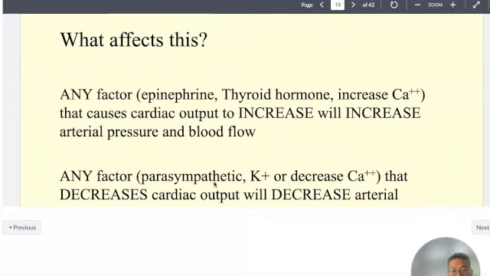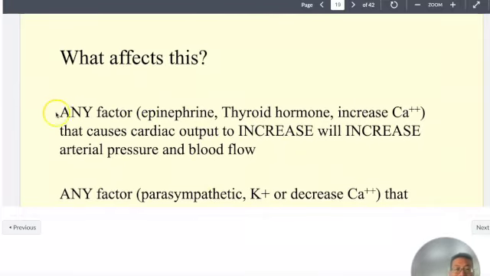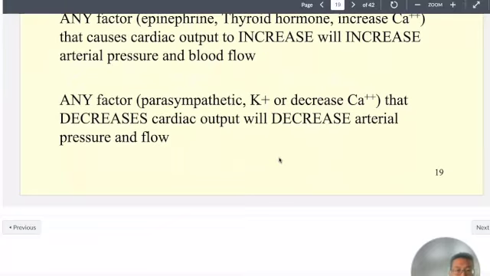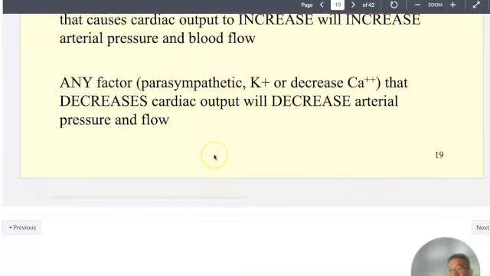So cardiac output, remember these? Any factor, for example your epinephrine or your thyroid hormone, can affect your heart rate. Calcium can affect your heart rate. That causes cardiac output to increase and will increase arterial pressure. So the more your cardiac output squeezes, the higher your blood pressure. So this, of course, is the opposite, parasympathetic. This will decrease cardiac output and will decrease the blood pressure.